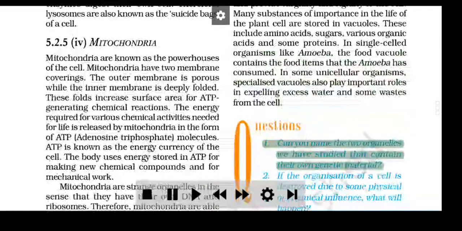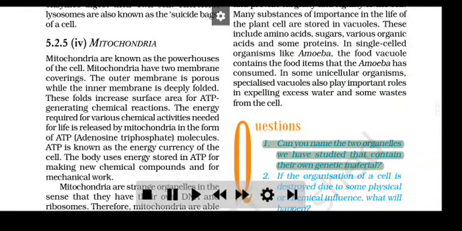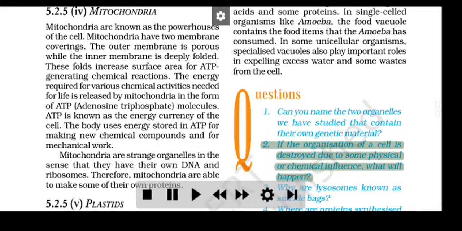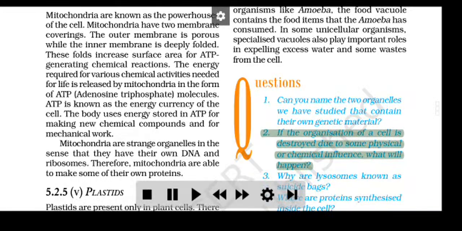Questions. 1. Can you name the two organelles we have studied that contain their own genetic material? 2. If the organization of a cell is destroyed due to some physical or chemical influence, what will happen?